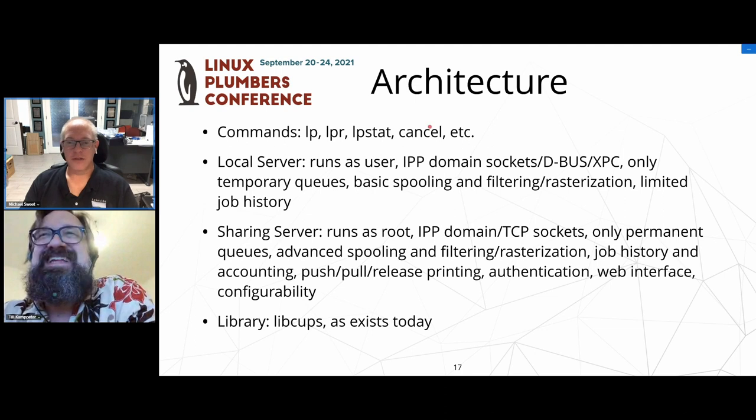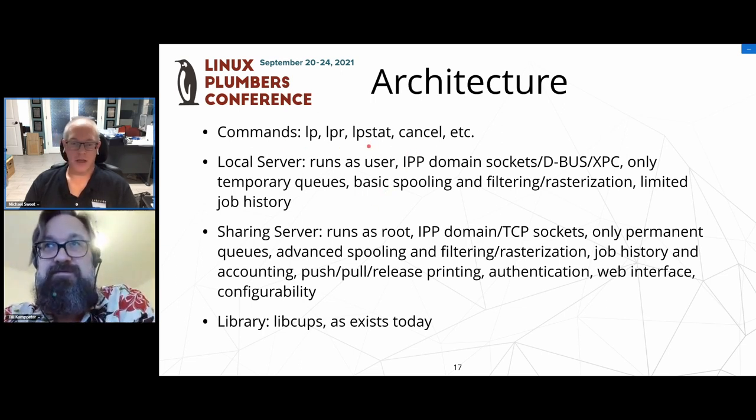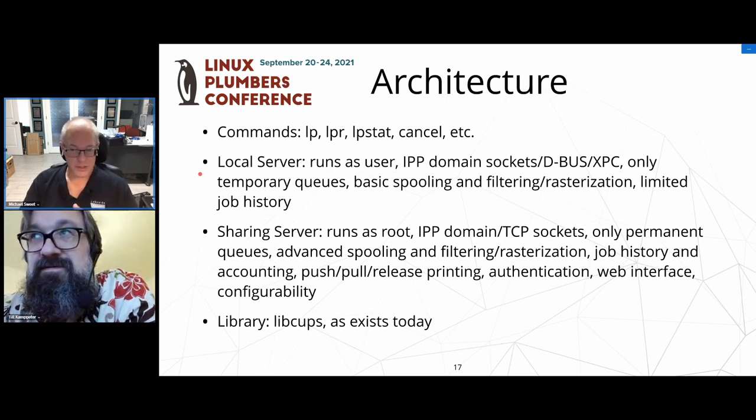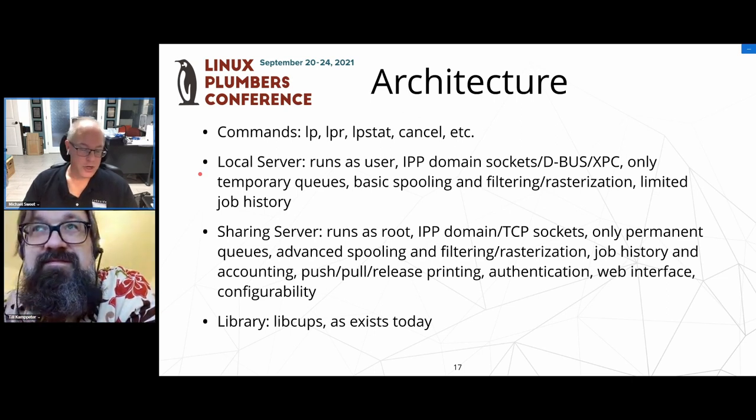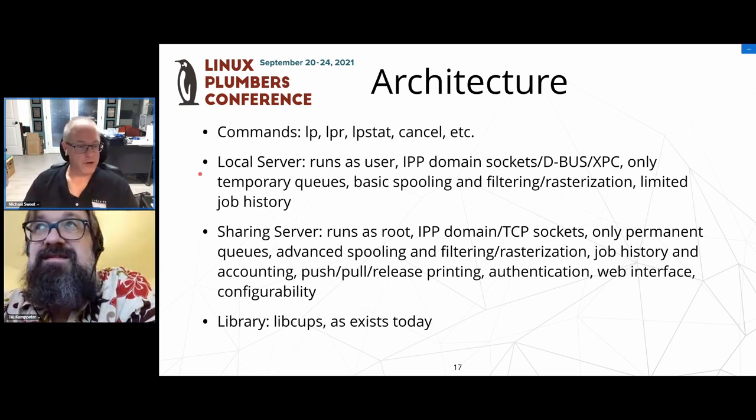A lot of this is kind of a summary. If you've seen my previous slides, this is going to be pretty much the same, but we have the commands that we use today. We have a new local server that just runs as the user instead of running as root, has a domain socket, and/or D-Bus and/or XPC. XPC is the Apple version of D-Bus. It only has temporary queues that are created and destroyed as you need them for printing. It handles the basic spooling, filtering and rasterization. And the job history is basically limited to what you've printed recently, so you can see, oh yeah, my file printed, or my printer is stalled and I need to put paper in.